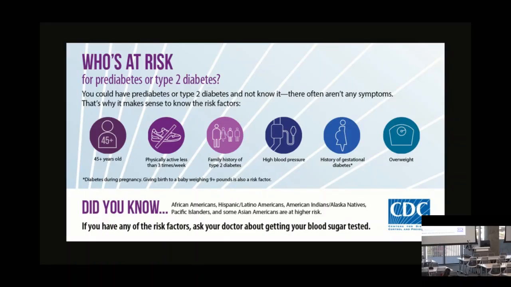So any woman that had gestational diabetes, think of pregnancy as a stress test for the beta cell function. So if you fail the test during pregnancy, it means that you're close to the threshold for diabetes. So the risk is a little bit higher. And then those who are overweight also, obviously, like we talked about. And then certain ethnic groups: African American, Hispanic, Latino, American Indian, Alaskan Native, Pacific Islanders, and some Asian Americans.